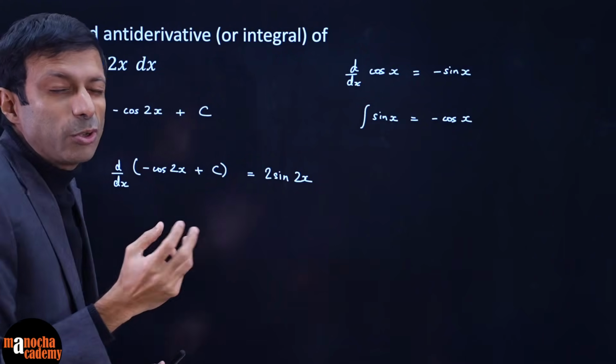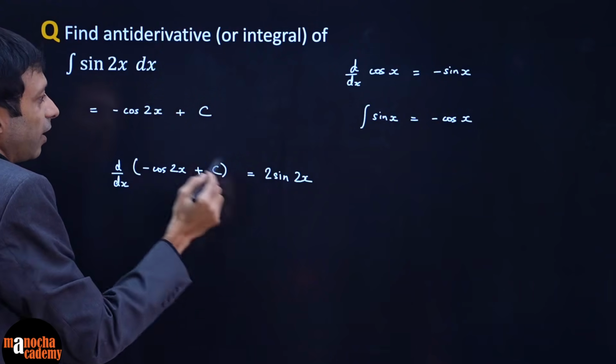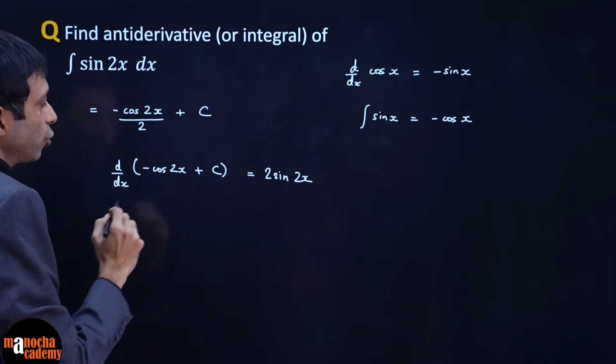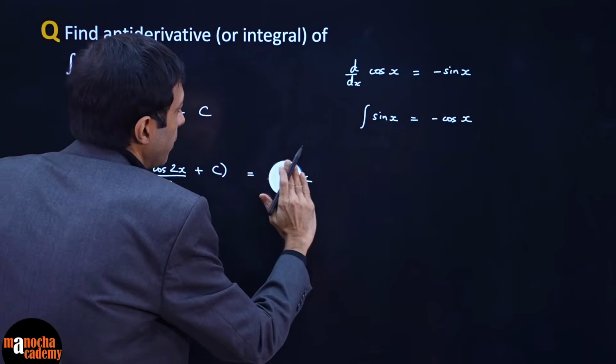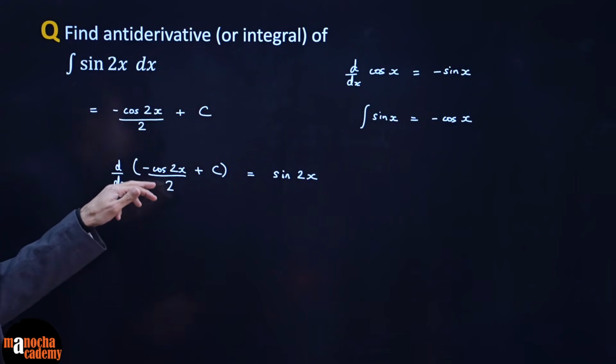But you say, sir, I'll fix it, right? So what will be the answer? If I've got double the answer, actually it should be divided by 2. Now if you do this, you'll see the answer will be correct. So the answer of this is actually minus cos 2x by 2.